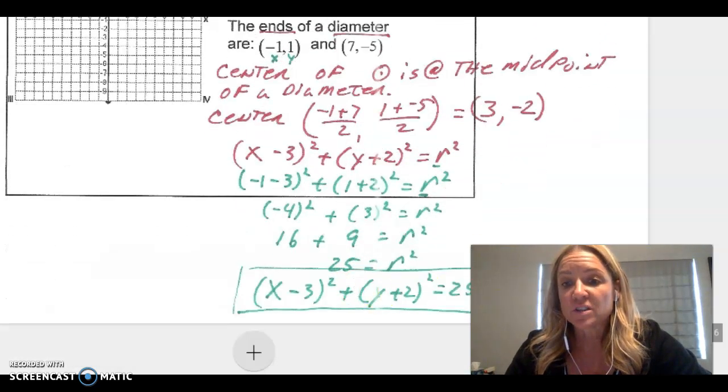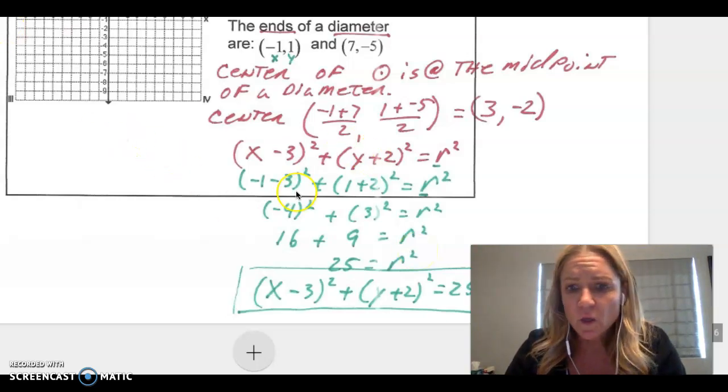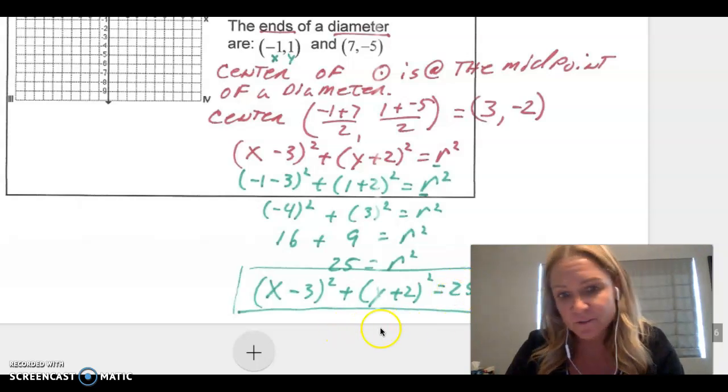And then if we want to just plug it into that equation, we'll plug in the 25 right here. It's barely squeezing in.